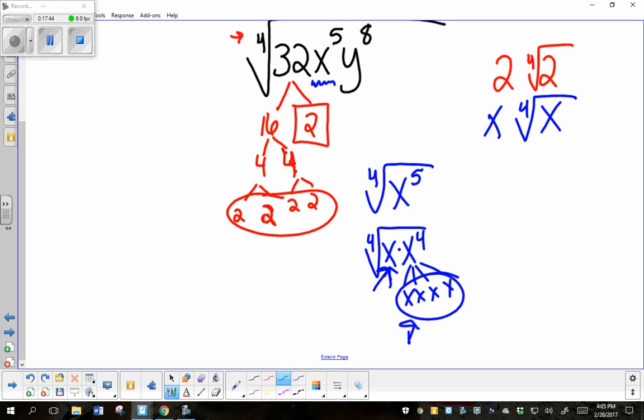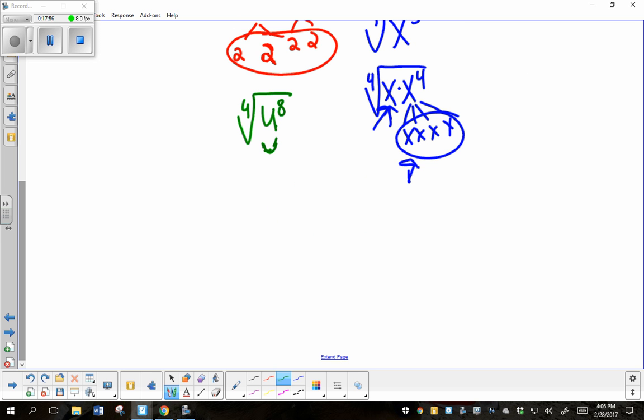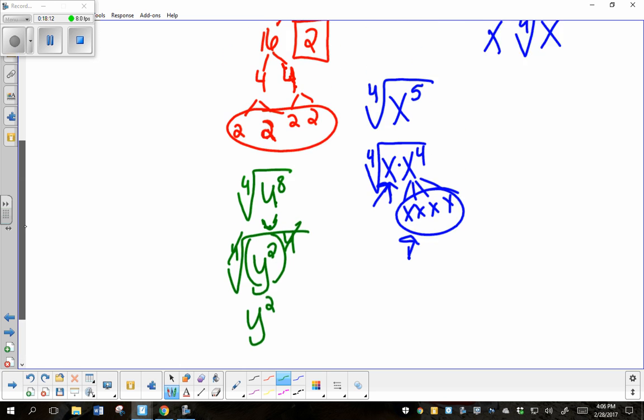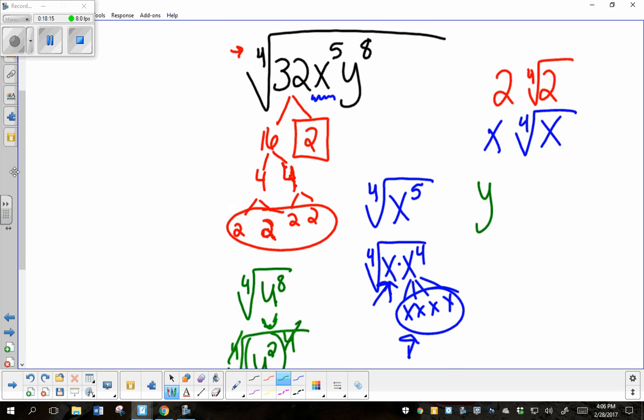And let's look at the y's. Y to the 8th, and it's the 4th root of y to the 8th. So I'll do that down here. Well, I think I can automatically go ahead and write 8 as 4 times something, right? I can write the 4th root of y to the 8th as the 4th root of y squared to the 4th, because 4 times 2 would get me that 8. So the 4th root and the 4 cancel out, and I'm just left with y squared who gets to come out.